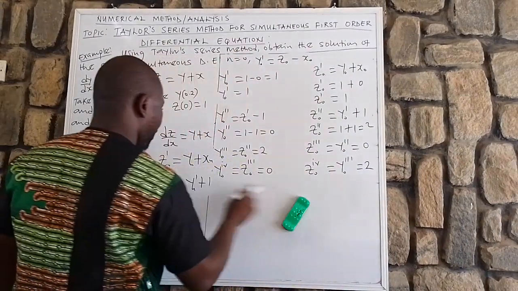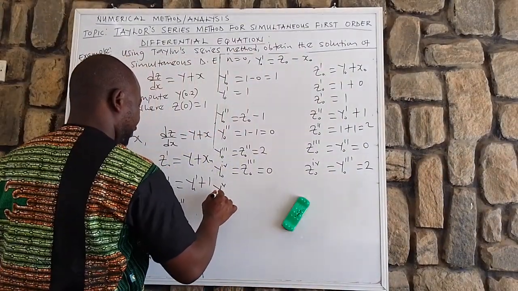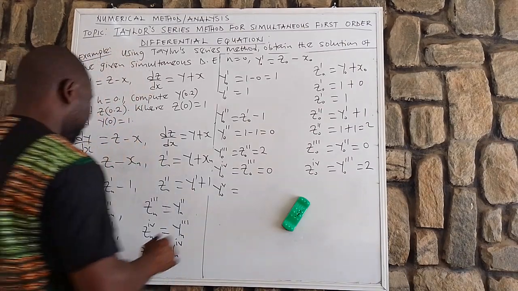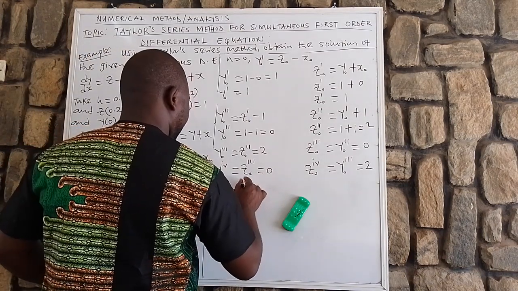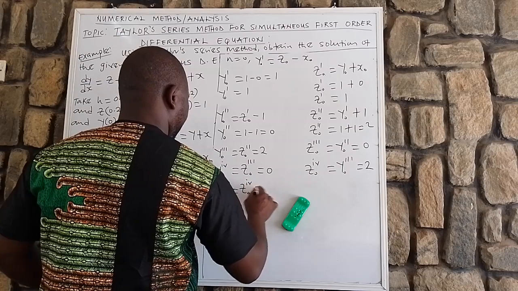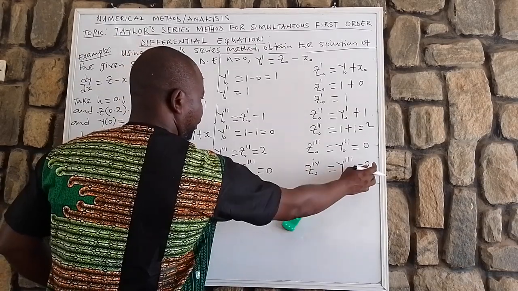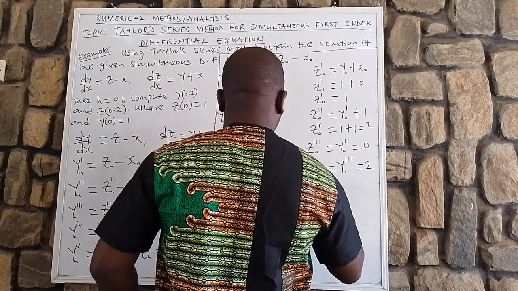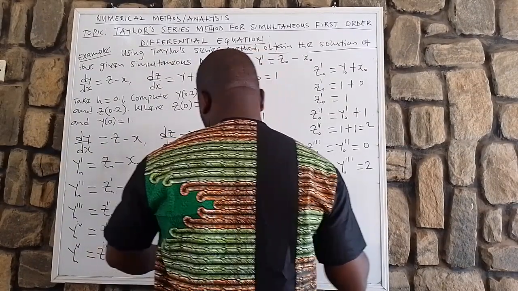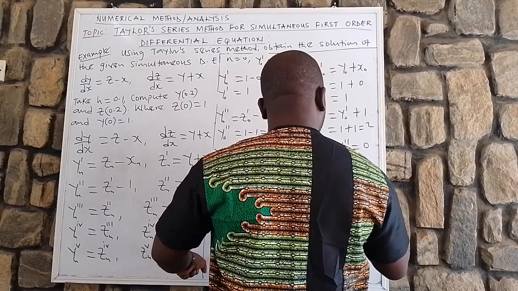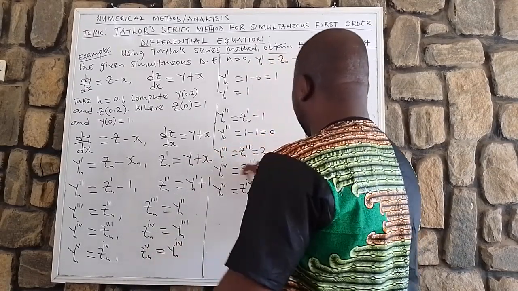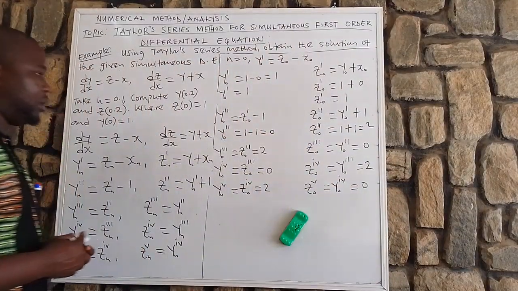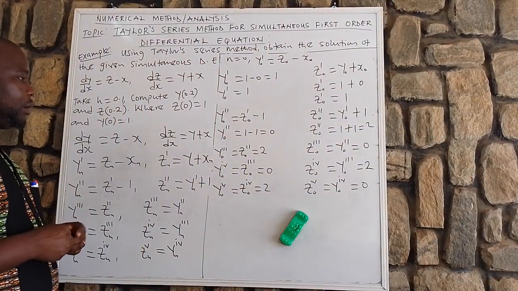Then y v naught is equal to what? Z iv naught, this z iv naught is 2. Then z v naught is equal to y iv naught. Our y iv naught is what? 0. So please take note. Do you agree with me? Do you agree with me?